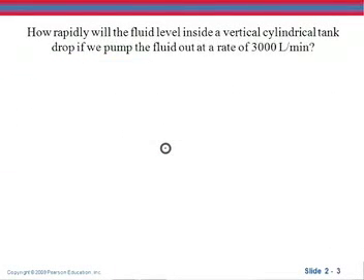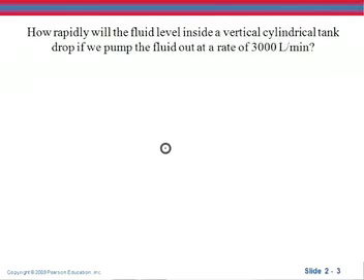Now here it says, how rapidly will the fluid level inside a vertical cylindrical tank drop if we pump the fluid out at a rate of 3,000 liters per minute? Now, you can think of a vertical cylindrical tank as like a soup can. And we know when we find the volume of a cylindrical tank like this, we are looking at the area of the base, which is a circle, which is pi r squared, times our height, which is h.